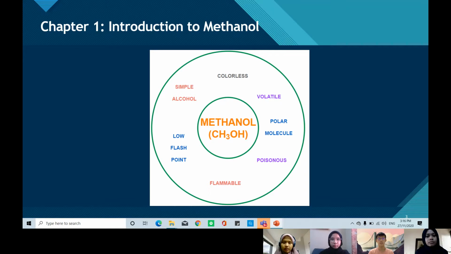It has a low flash point, which makes it very flammable. And as previously mentioned, it is a polar molecule. Methanol is poisonous to human health too. So next, I will pass to Darusha.